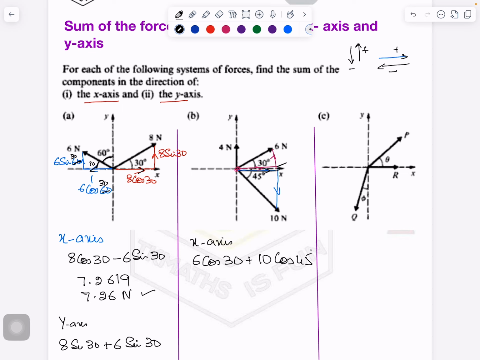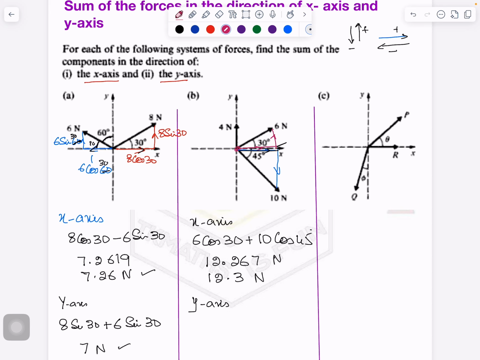So this is your along x-axis. So 6 cos 30 plus 10 cos 45. So it will be 12.267 Newton. In 3 significant figure, it will be 12.3 Newton. Now along y-axis, now you tell me what it will be.